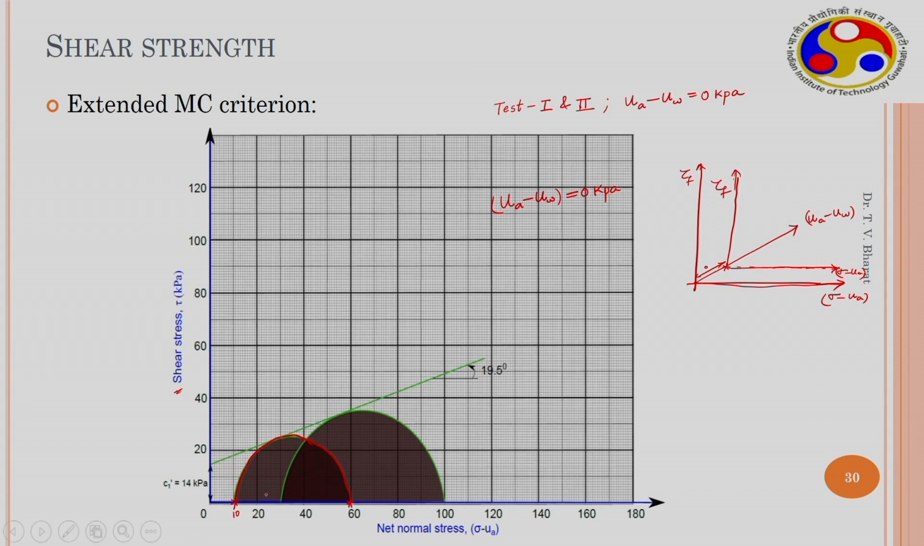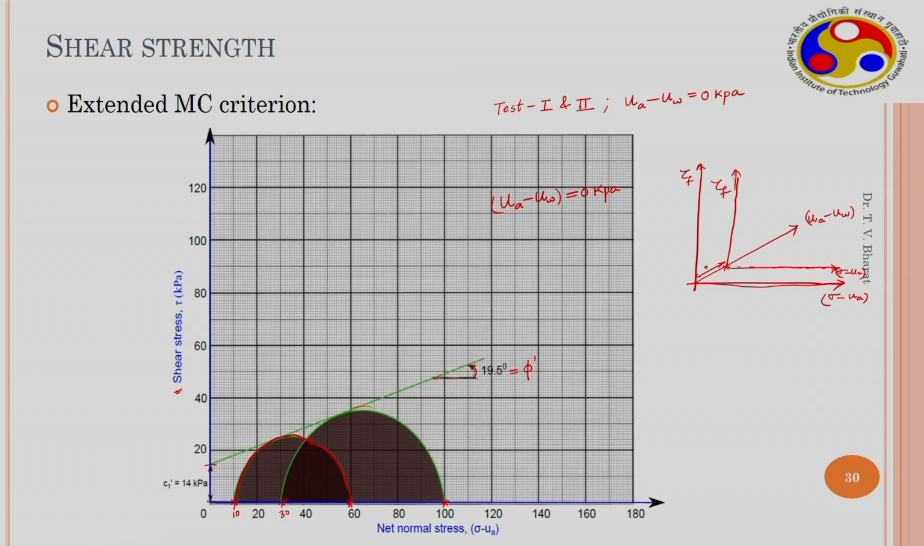This is one more circle, and similarly the other test data, that is sigma 1 minus UA is 100 kilopascal, and sigma 2 minus UA or sigma 3 minus UA is 30 kilopascal. So, this is the second Mohr circle. You draw a line joining these two circles. This is the line you get, and the angle of this line is phi dash, the angle of internal friction.